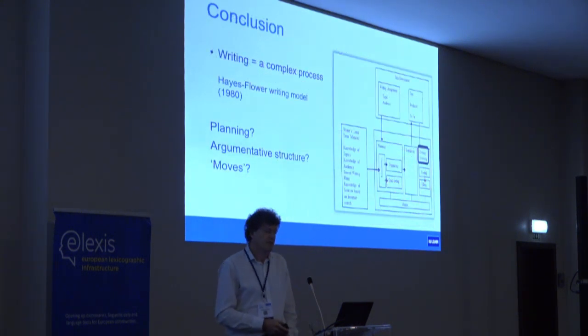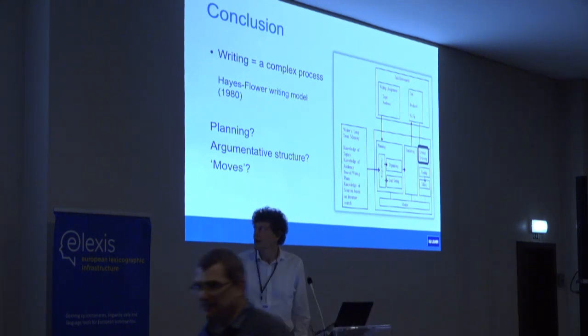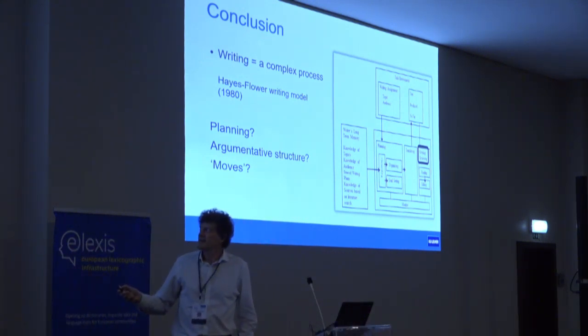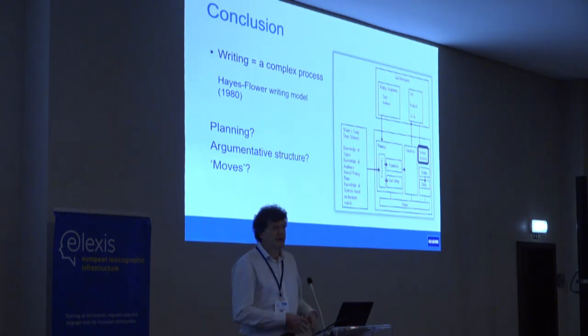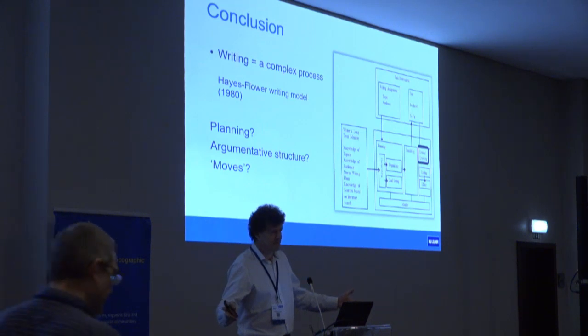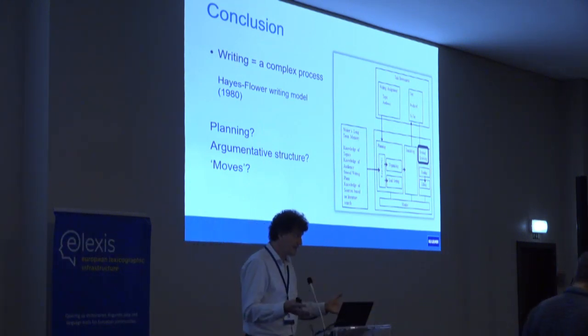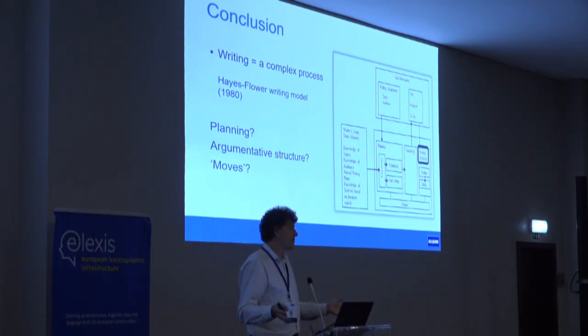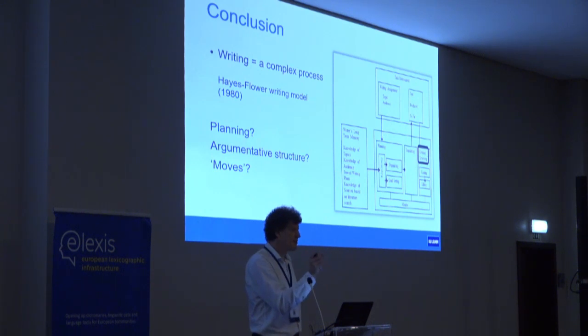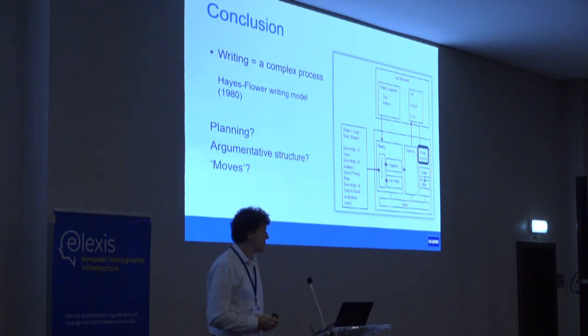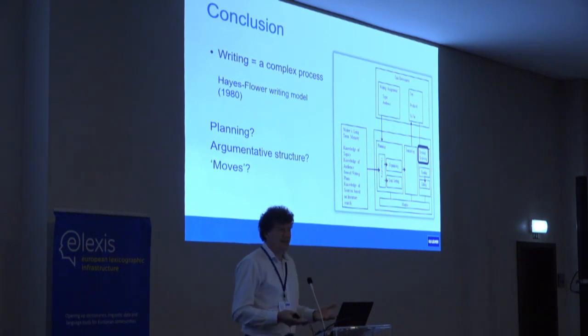So what's the conclusion? Well, if you look at this model, the Hayes and Flower writing model, you see that our impact is very limited. We only work on revising, reviewing the text. There are a lot of other things in writing. We don't have anything on the planning. We don't have anything on the argumentative structure of a text. And even for linguistic items, for instance, the moves, those chunks of lexical bundles you find in every academic text, we don't have anything at this moment. So there is still work to do.